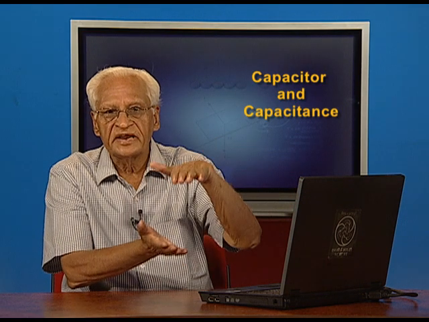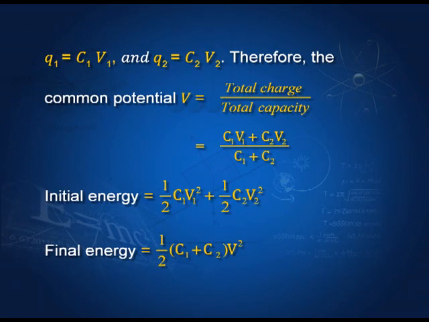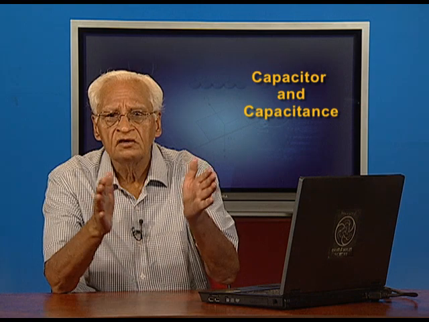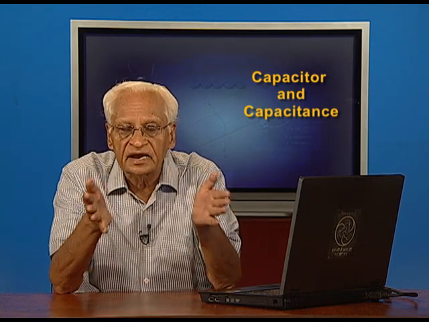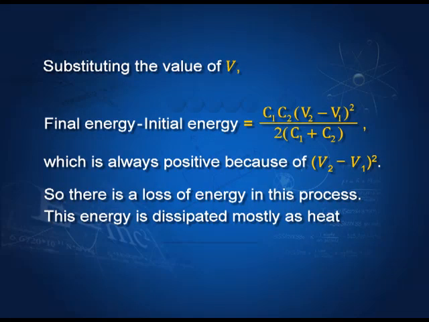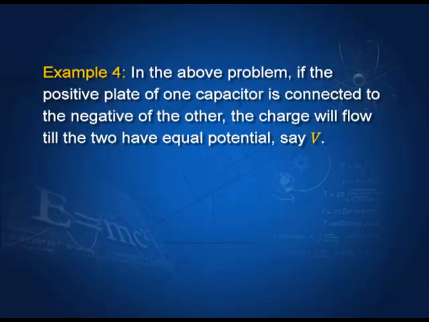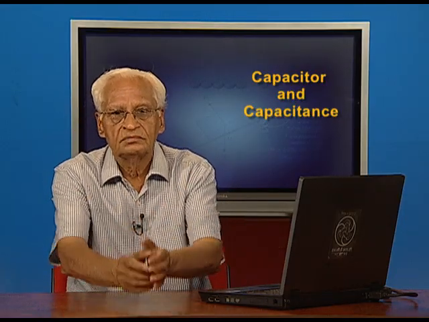And by finding the difference, we can find out if the initial energy is higher than the final energy, or if final energy is higher than the initial energy, we can find the difference. And we will see that in such an arrangement there is always a loss of energy, and this energy gets dissipated mostly as heat.